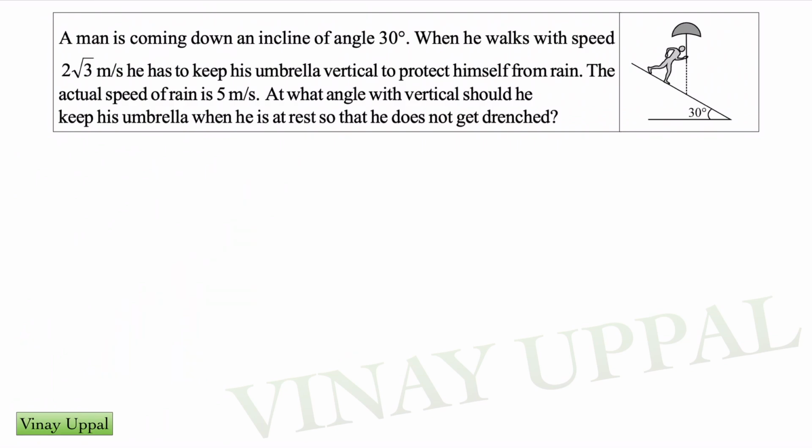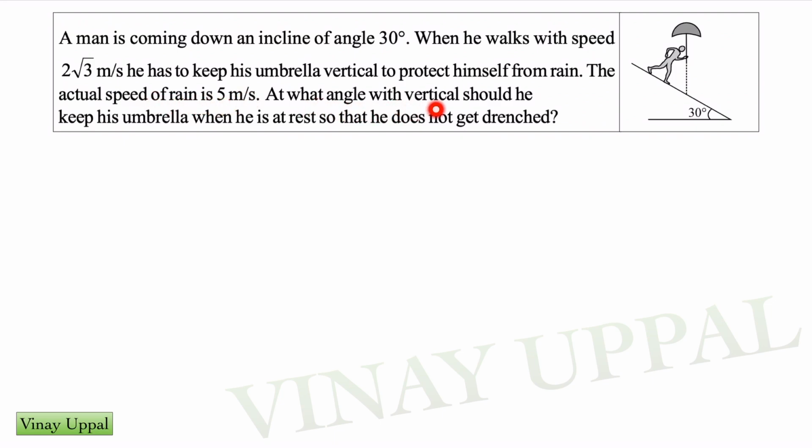Let's take a look at another question. A man is coming down an incline with an angle of 30 degrees. When he walks with a speed 2 root 3 meter per second, he has to keep his umbrella vertical to protect himself from the rain. So that means with respect to the person, the rain is falling vertically downwards when he is walking at a speed of 2 root 3. The actual speed of the rain is 5 meter per second.